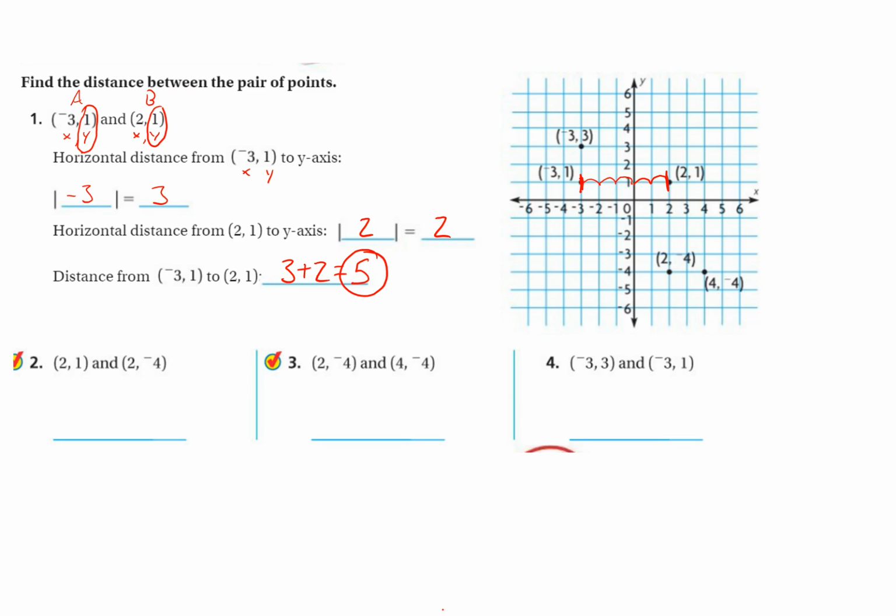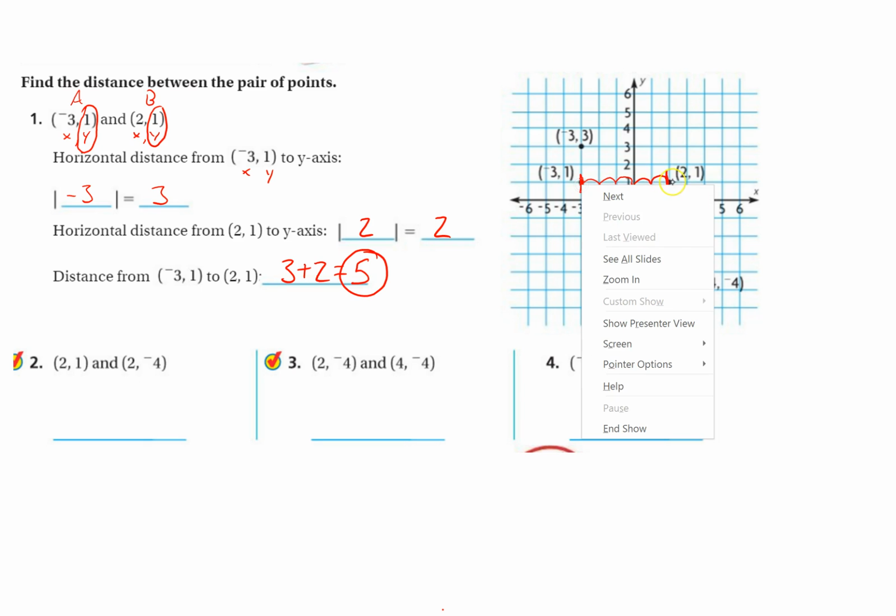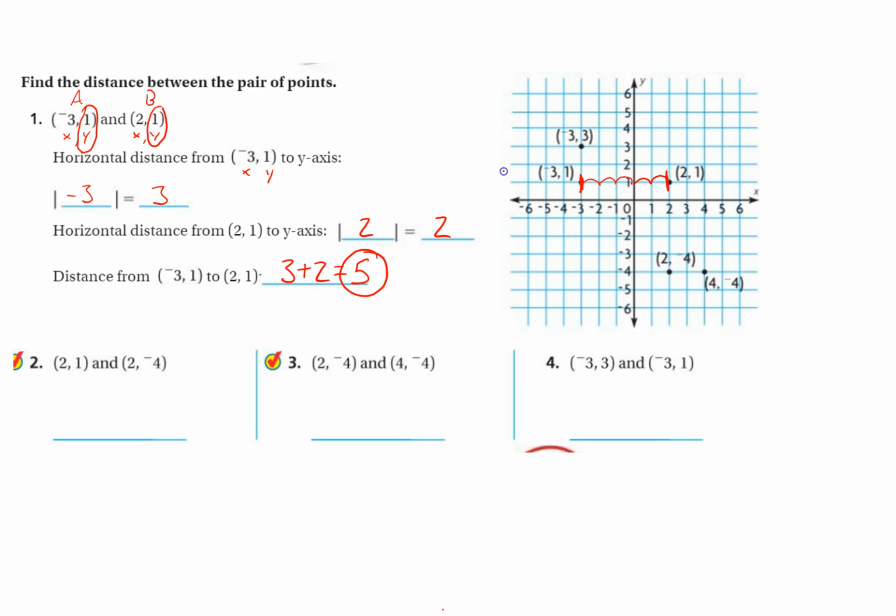Okay, so you can see how easy this is if you graph it. If we graph it, here's point A, here's point B, what we called point A and point B. And the total distance is just 1, 2, 3, 4, 5.